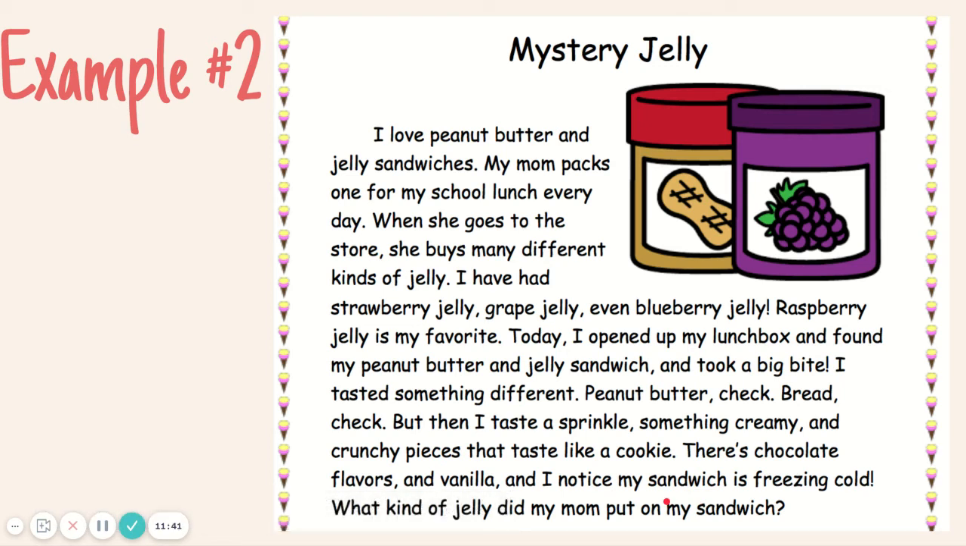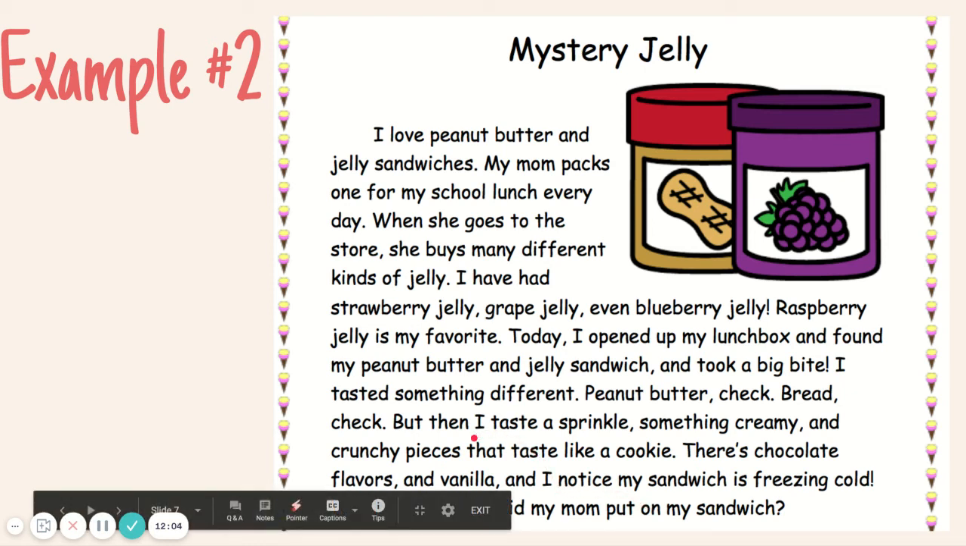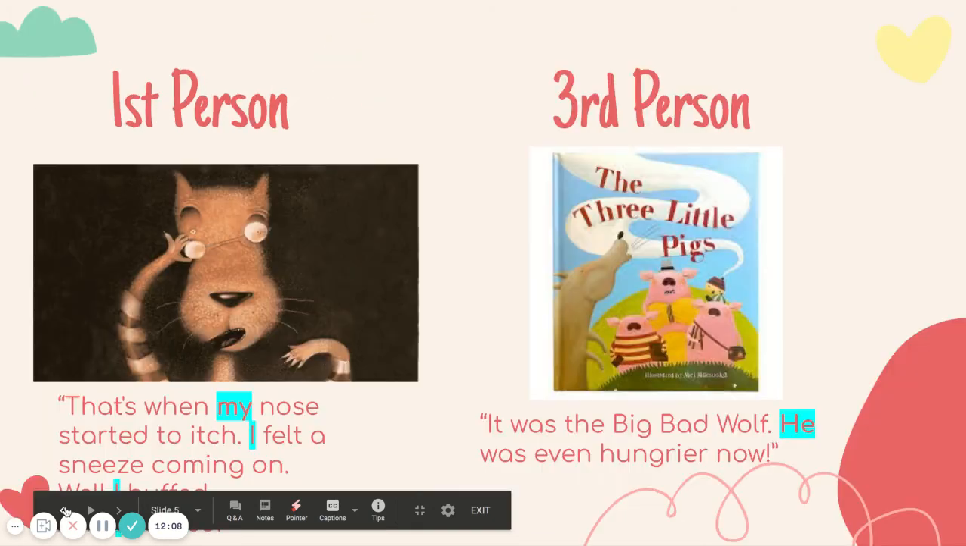And so we know that this person is directly telling us the story and what is happening to them, because they're talking about the sandwich they were eating at lunchtime. So it's not a stranger looking down telling the story, saying Judy was eating a sandwich. This person is saying I was eating my sandwich. So let's go back and look at our charts really quick.